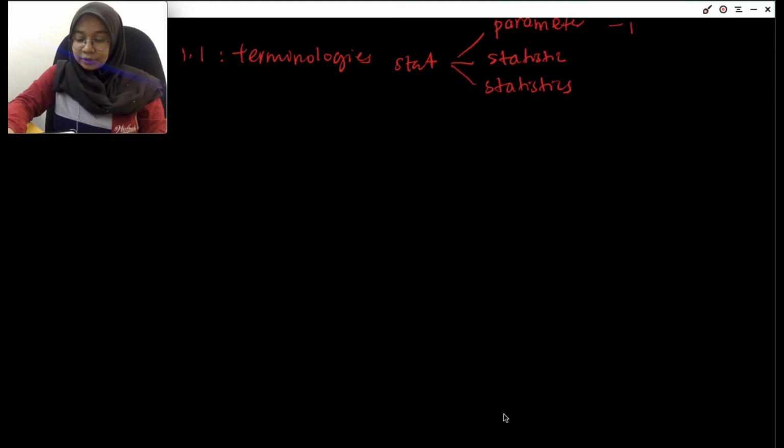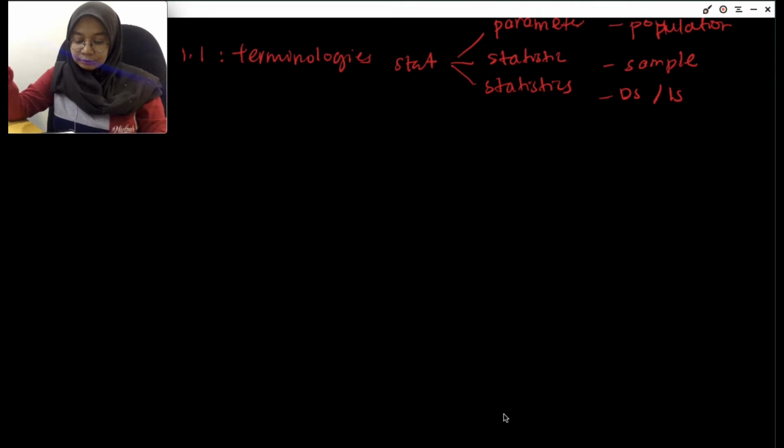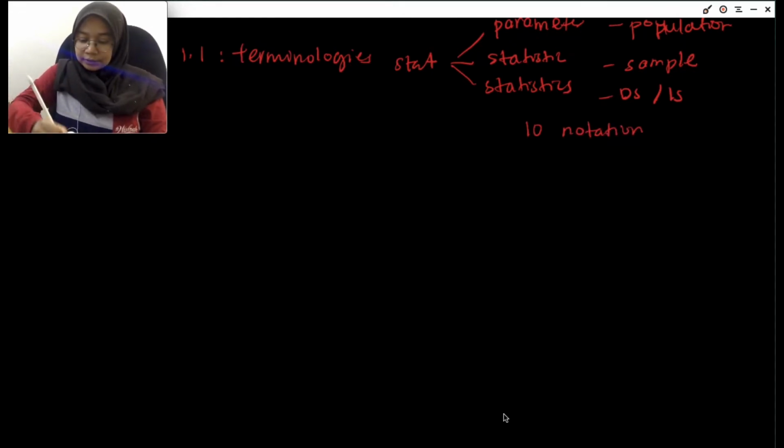And then you have population, and then what else? You have sample, and you have descriptive statistic, inferential statistic. Alright, so what else do we have in 1.1? All the terminologies, right? And also you have the notation that you need to remember for parameter and statistic. In 1.2 what you learn is the 6 steps in problem solving methodology.